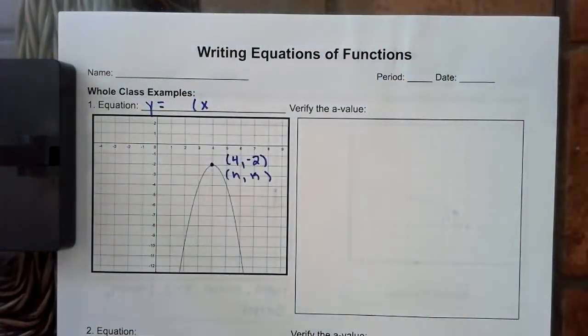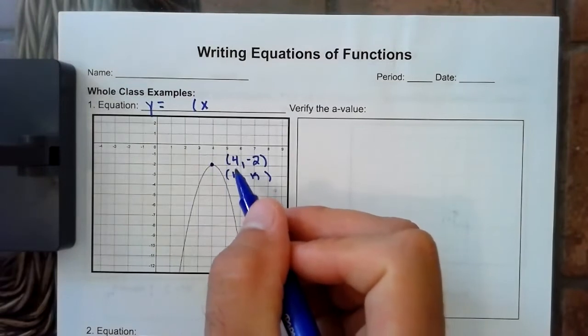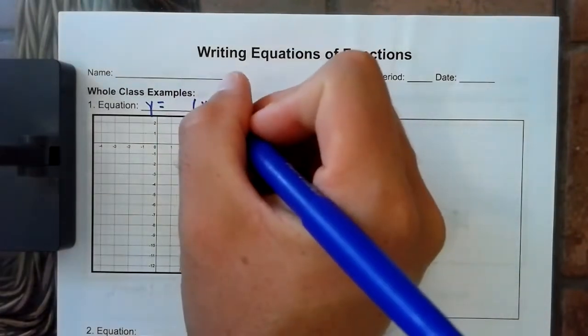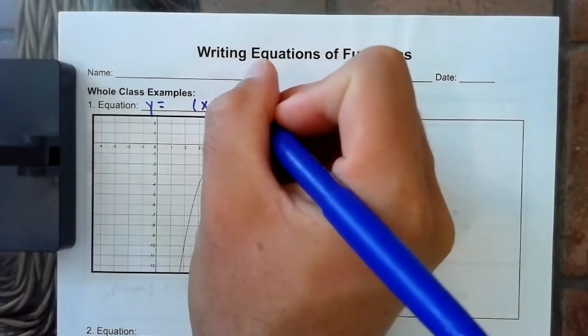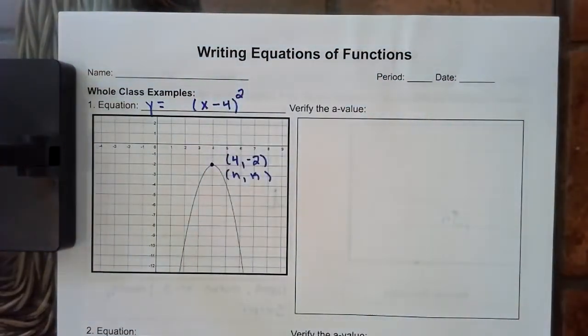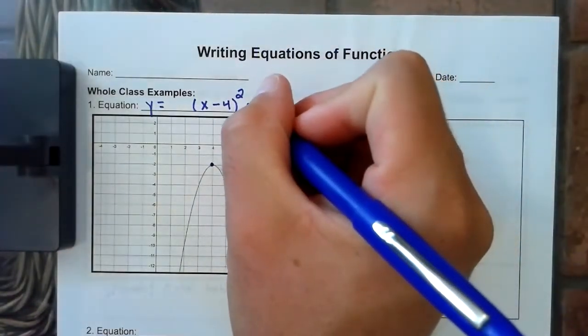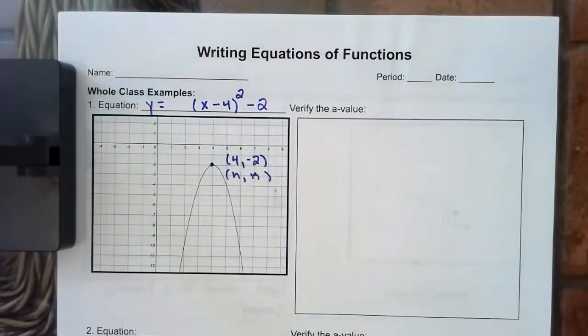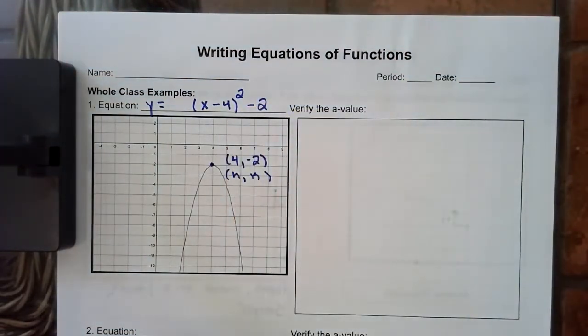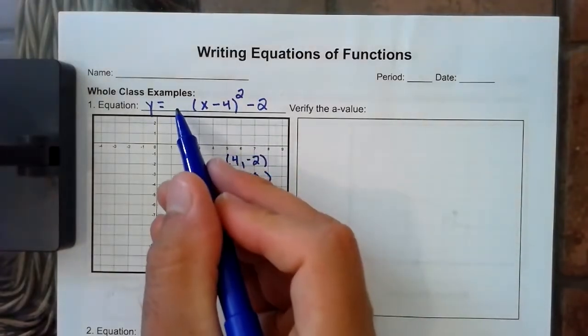In parentheses, I'm going to say x, and then our horizontal shift, or our h value, which is 4. And since it's to the right, I'm going to switch that sign, make it negative. In order for this to be a quadratic equation, we need those parentheses to be squared, so don't forget that piece. And then our vertical shift, or the k value, comes at the very end, so -2. So now we have most of the equation. Now we're just looking at finding this a value.